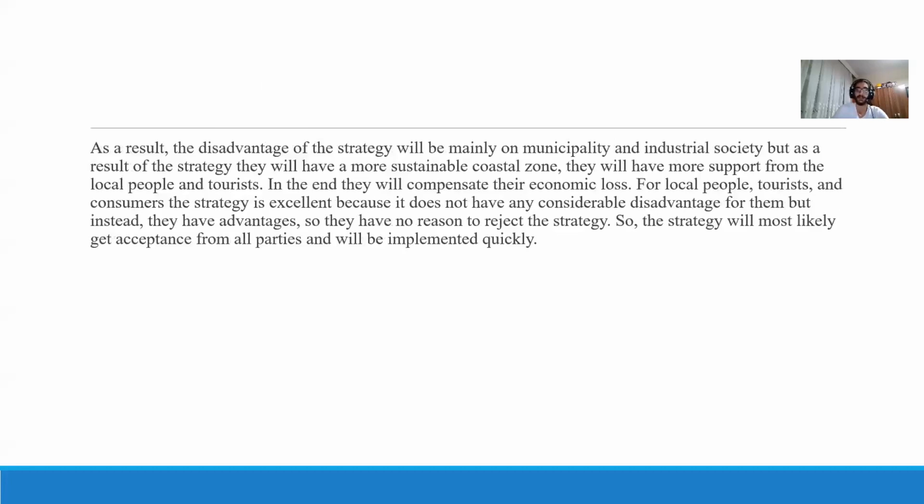As a result, the disadvantage of the strategy will be mainly on the municipality and industrial society. But as a result of the strategy, they will have a more sustainable coastal zone. They will have more support from the local people and tourists. In the end, they will compensate for their economic loss. For local people, tourists, and consumers, the strategy is excellent because it doesn't have any considerable disadvantages for them, but instead they have advantages. So they have no reason to reject the strategy. So the strategy will most likely get acceptance from all parties and will be implemented quickly.